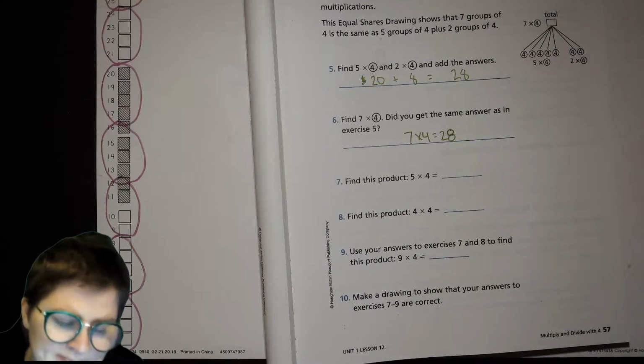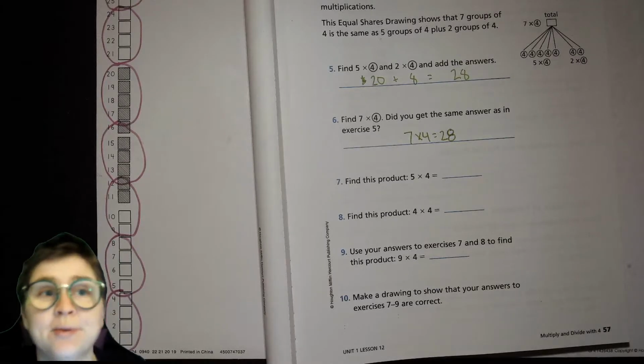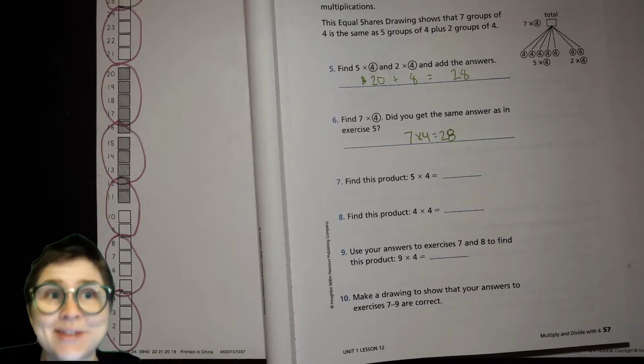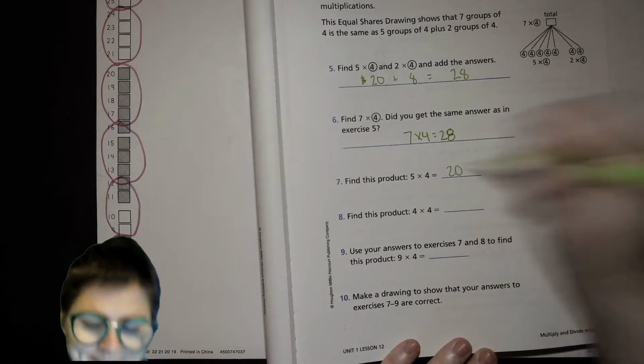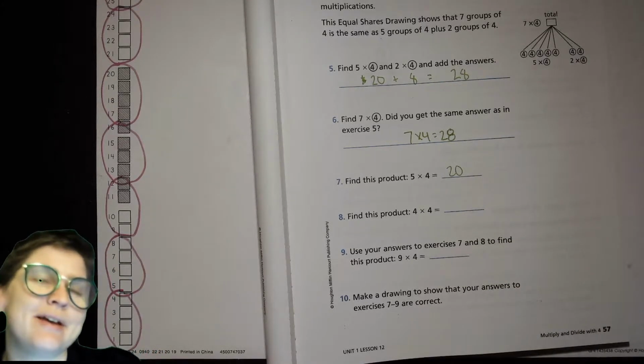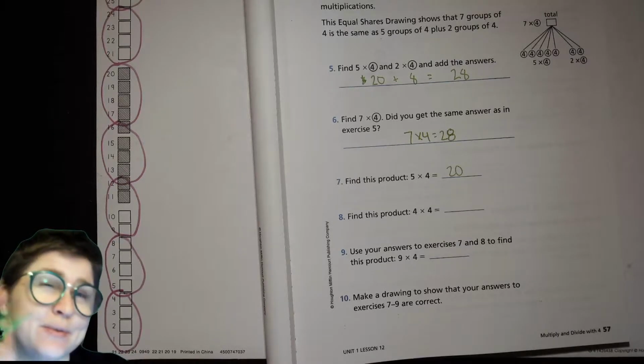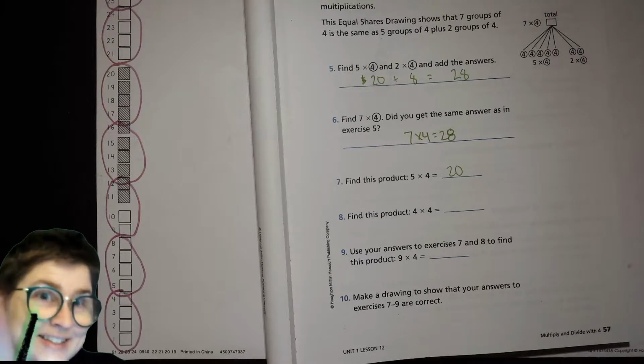Okay. Now, find the product of 5 times 4. We've done this now, what, 4 times on this page or in this lesson? What's 5 times 4? It's 20. What's 4 times 4? It's 4 less than 5 times 4. So what's 4 less than 20? 16.